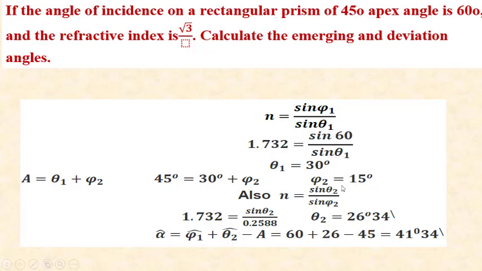Also n equals sine theta 2 over sine phi 2. So theta 2 equals 26.35. Alpha equals phi 1 plus theta 2 minus A. Alpha equals phi 1, which is 60, plus theta 2, which is 26, minus A, which is 45 degrees, then it will be 41.34.